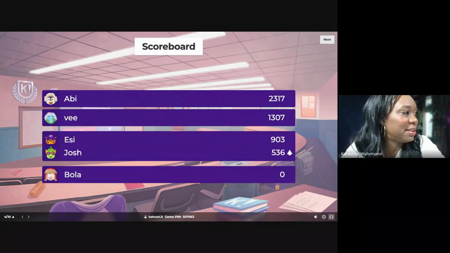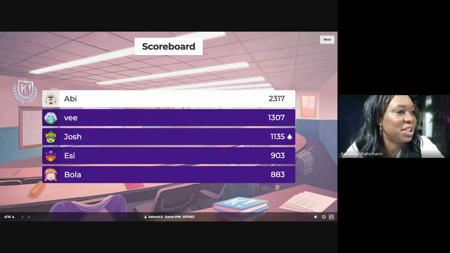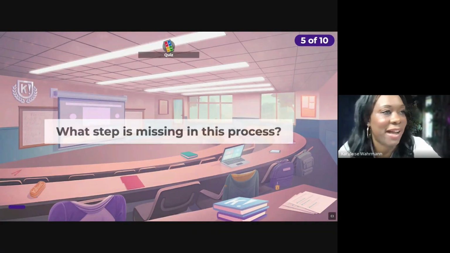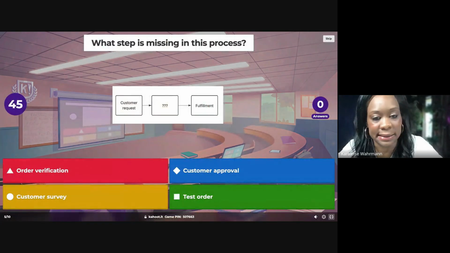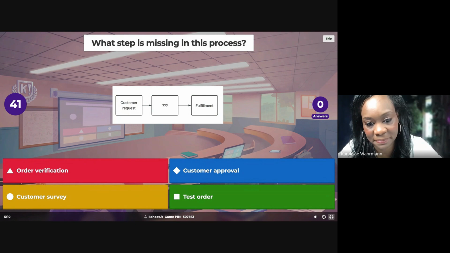Okay, let's see what we have on the scoreboard here. All right, a little bit of change. Next question, number 5. We got 5 more to go. What step is missing in this process? Just make a stab at it. Make a big guess.